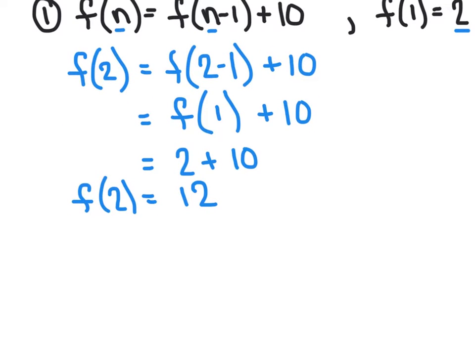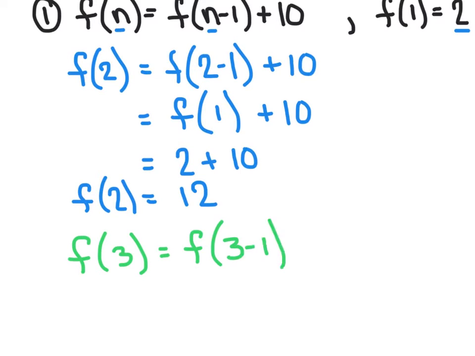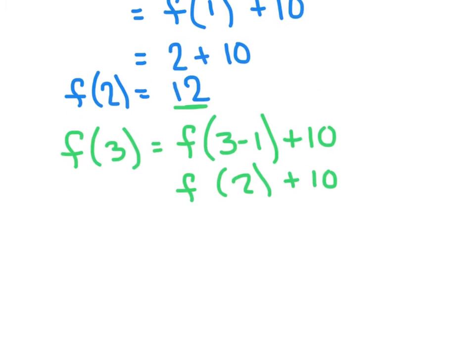Let's see. The third term, f of 3, is going to be defined as f of 3 minus 1 plus 10, which is really f of 2 plus 10. Who is f of 2? Well, we found out just moments ago that it's 12. So we're going to say 12 plus 10.